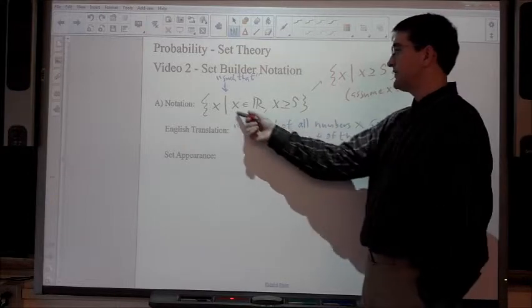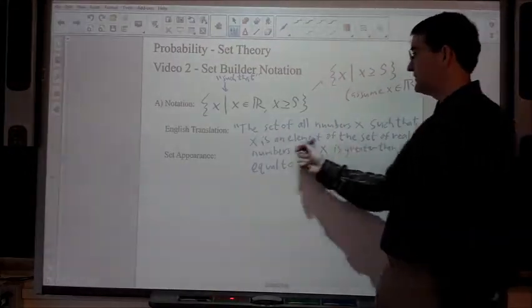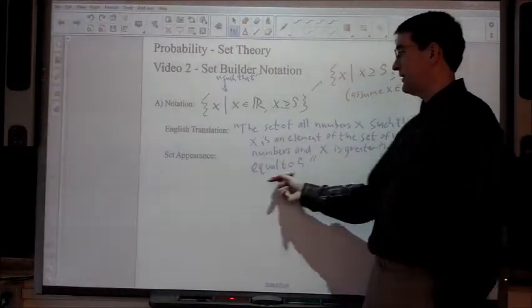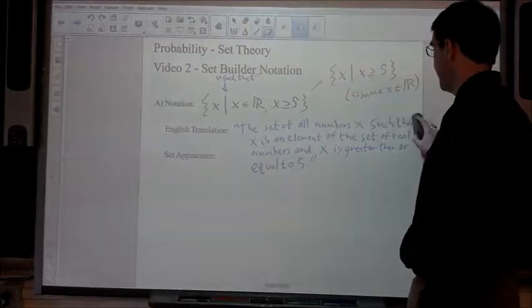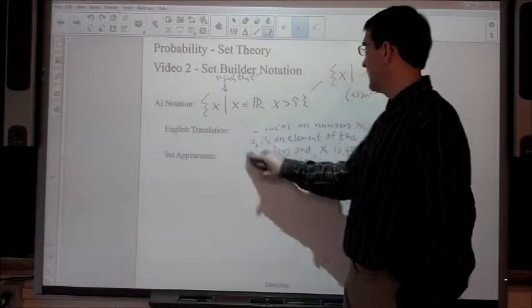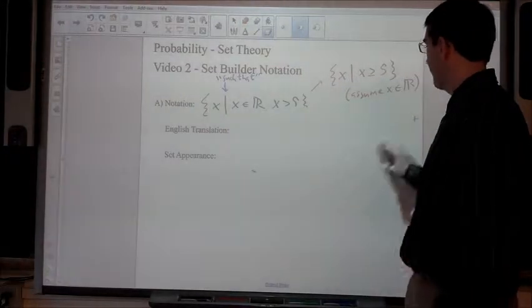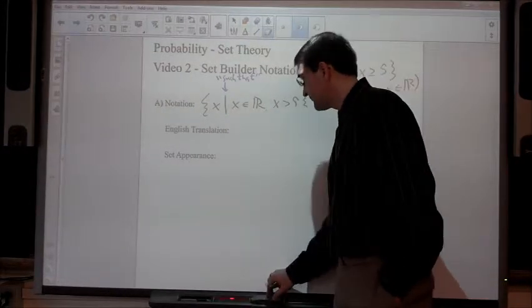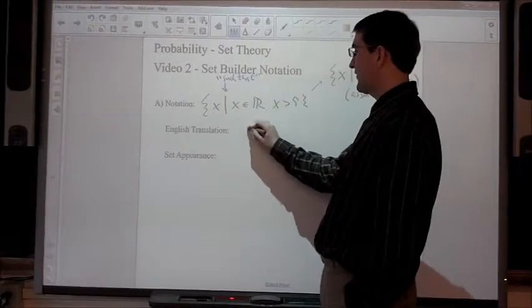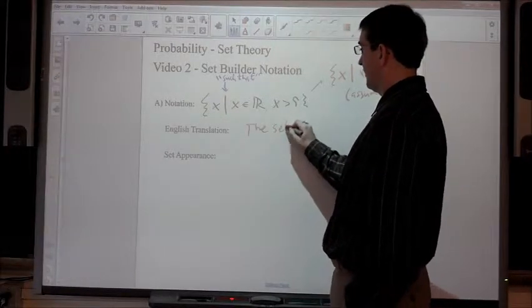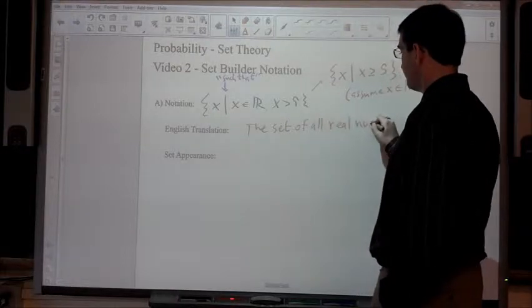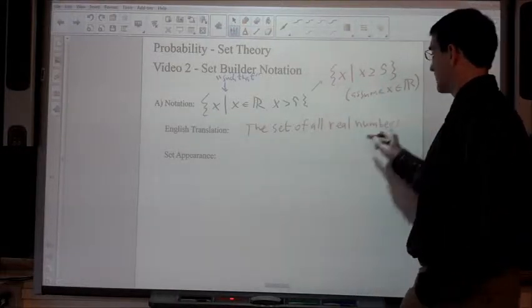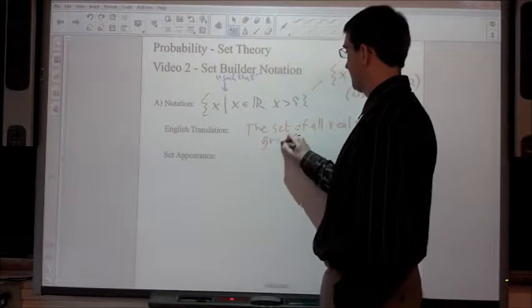Which means that we can also make this part a little bit cleaner. I'm going to erase it. I'm assuming you have it written down at this point, because what I want to do is, again, make this a little bit more efficient. So what I can say is the set of all real numbers greater than or equal to 5.